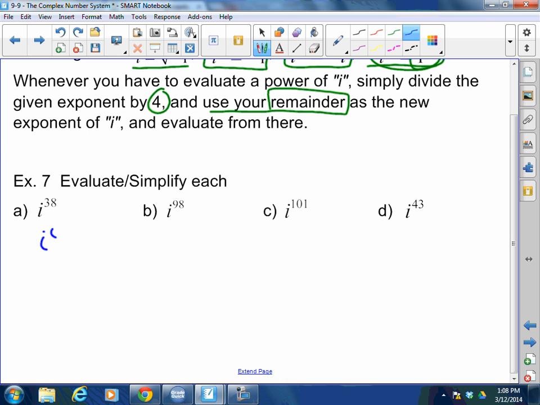Every set of 4 i's equals 1, correct? You with me? How many sets of 4 i's are in 38 i's? 9. So I have 2 i's left over, don't I? I took out 9 sets of i to the 4th. What's 1 to the 9th? It's just 1. Times my remainder of i squared, so that's negative 1.